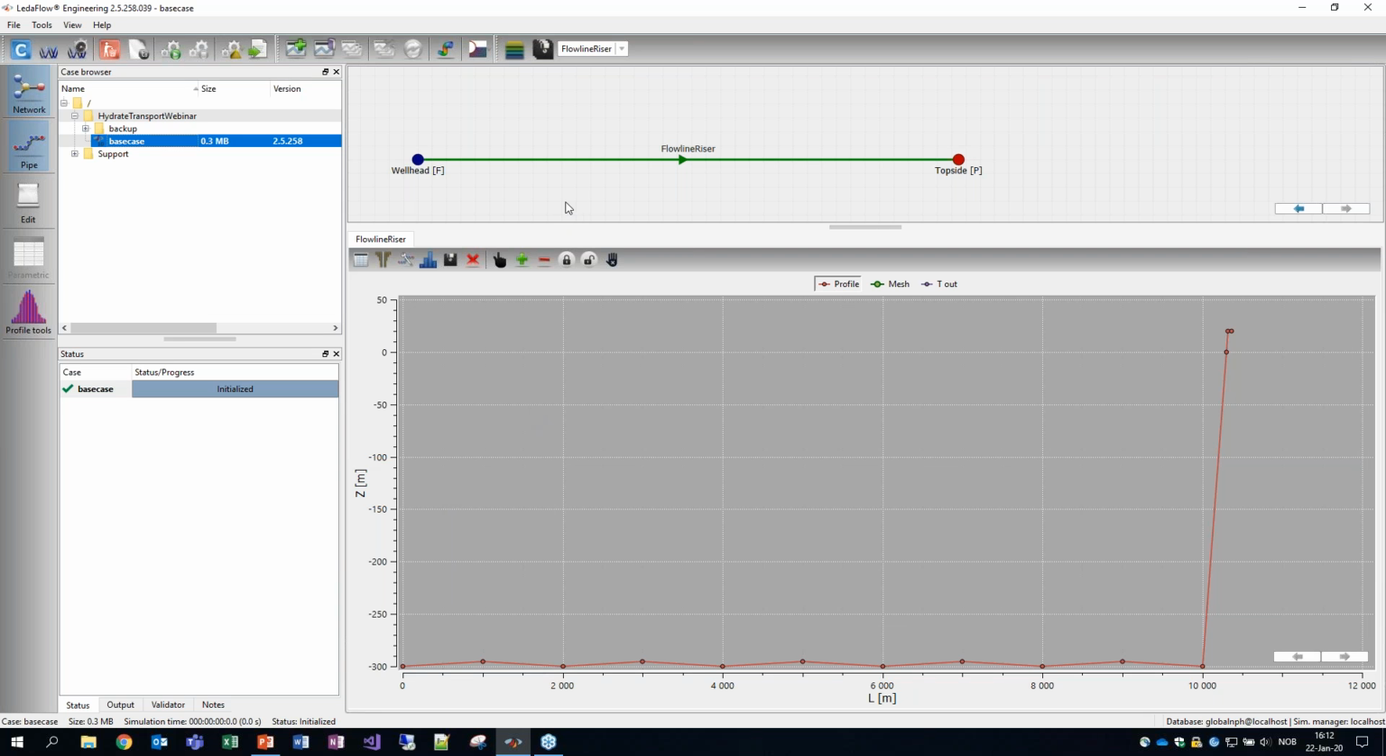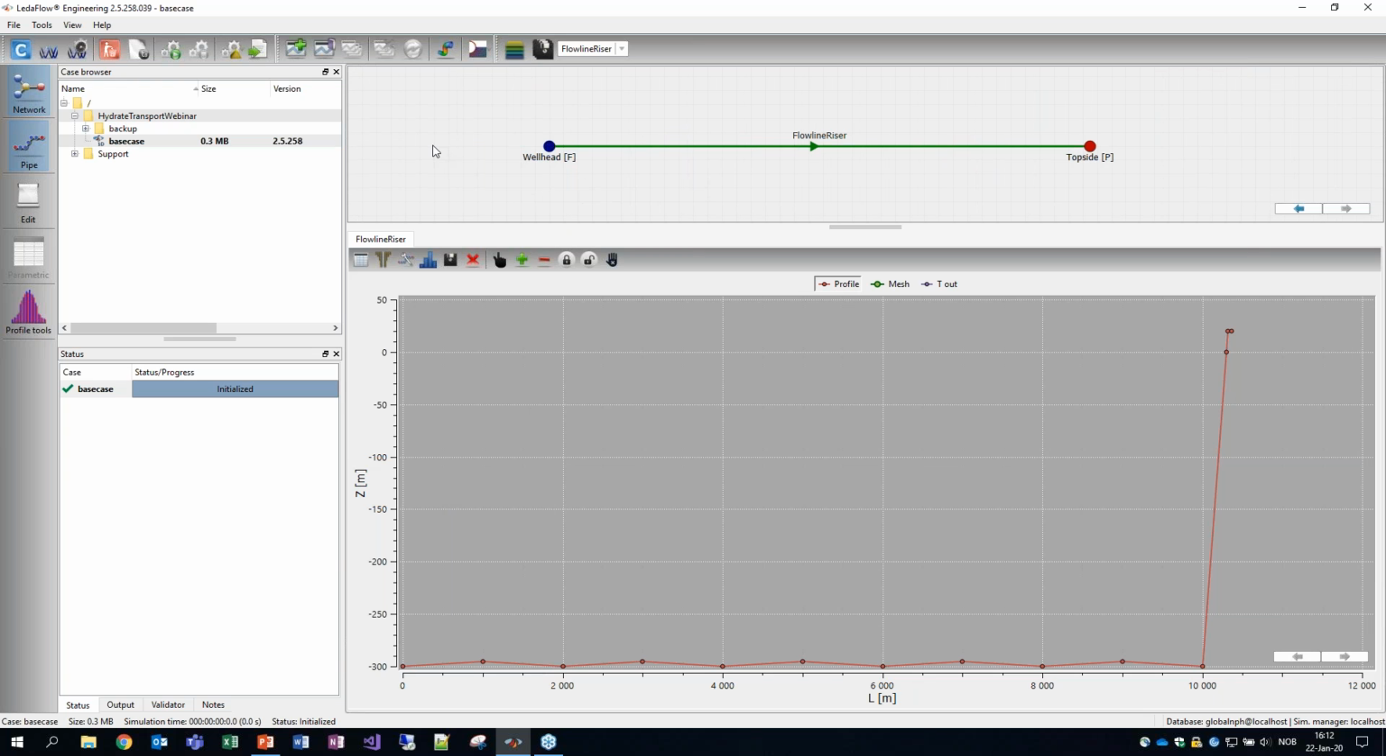The model that I've prepared here for the base case is basically a simple single pipe case consisting of a flow line and a riser. You can see that the flow line is approximately 10 kilometers long. There are some small undulations going up and down, and then there's a roughly 300 meter tall riser at the end. So this is a very typical case where we produce subsea and then go all the way to the top, to a platform.